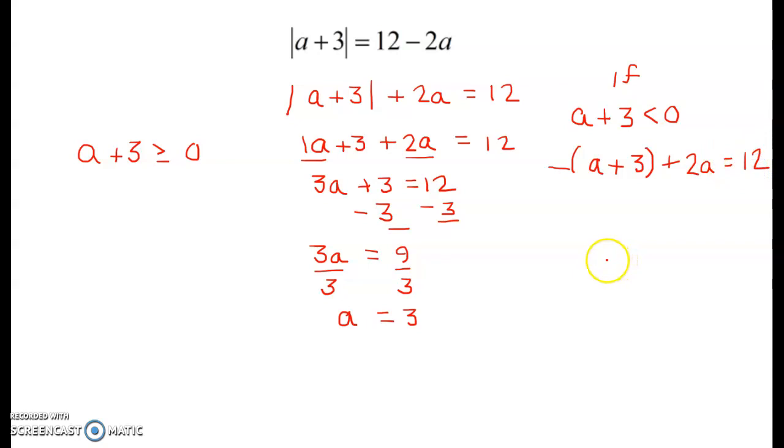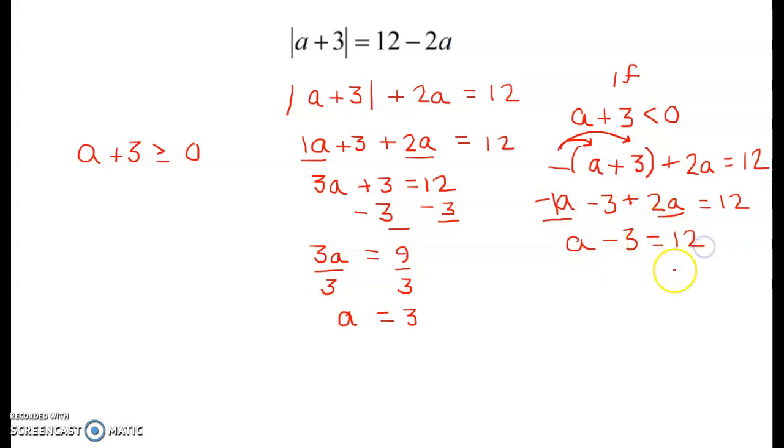And now I'm going to solve for A here. So that negative out in front is like having a -1. We need to distribute that to both the A and the 3. So we'll have negative A and negative 3 plus 2A is equal to 12. So combine like terms, negative 1A and positive 2A make A. So I have A minus 3 is 12. And then finally, you'd have to add 3 to both sides. And you get A is equal to 15.